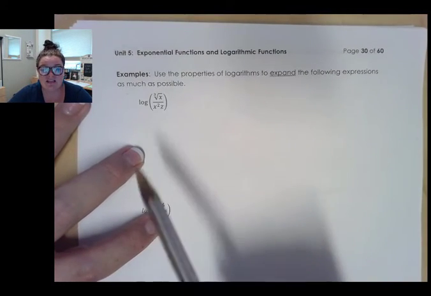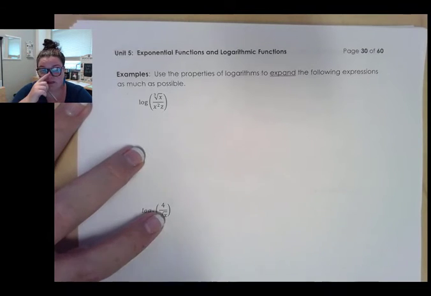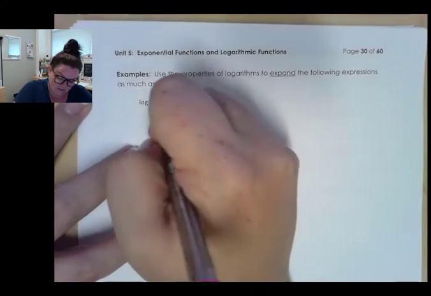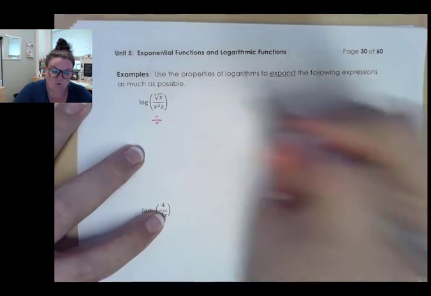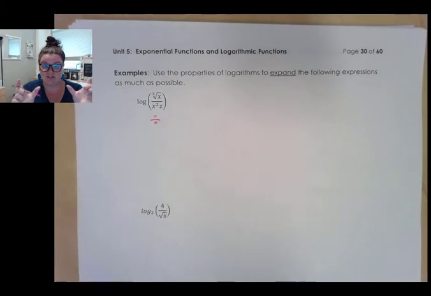So when I look at this, there is a lot going on, like a lot, right? So let's break it down into what we see first. The first thing that jumps out to me is that I have a fraction, or in other words, I have a quotient, right? So if I have a quotient, I know that I can expand it into two terms that are being subtracted, right?